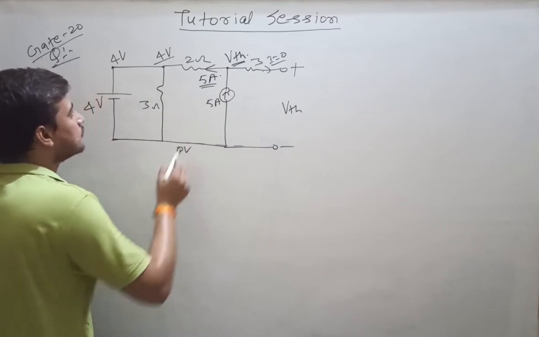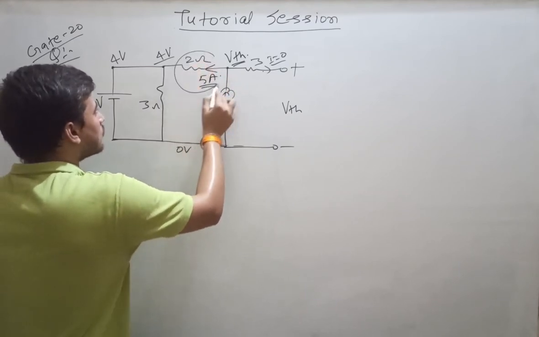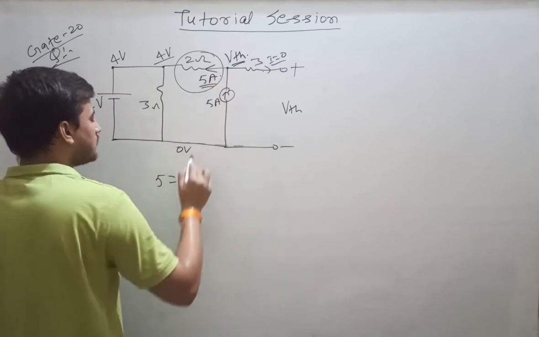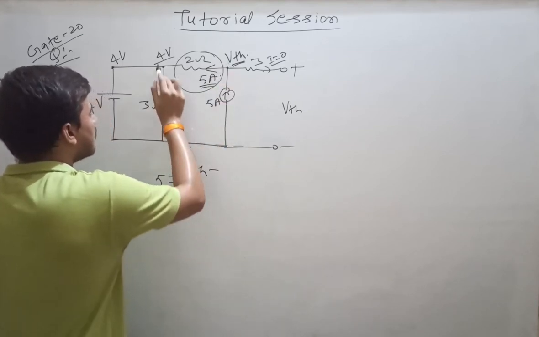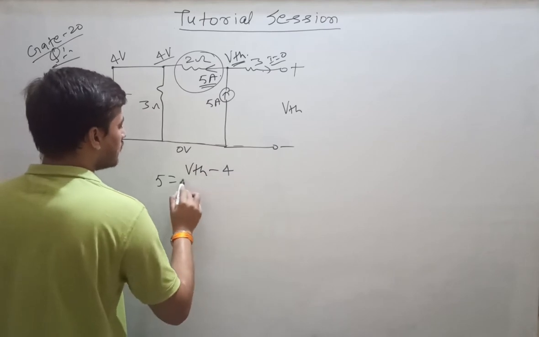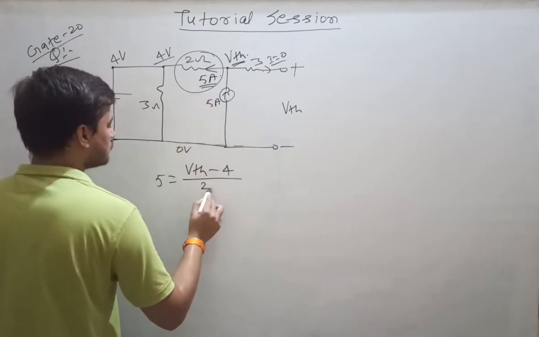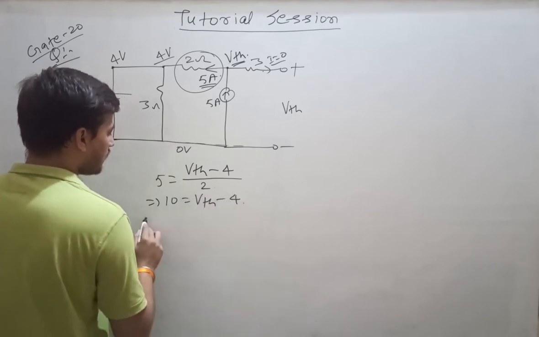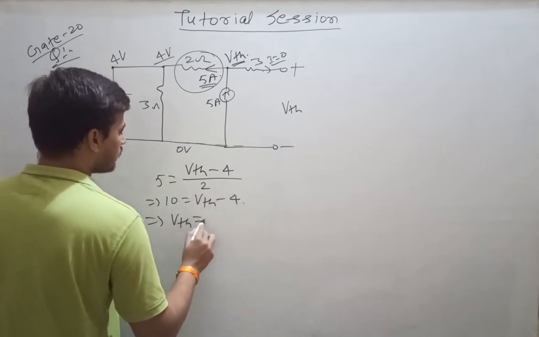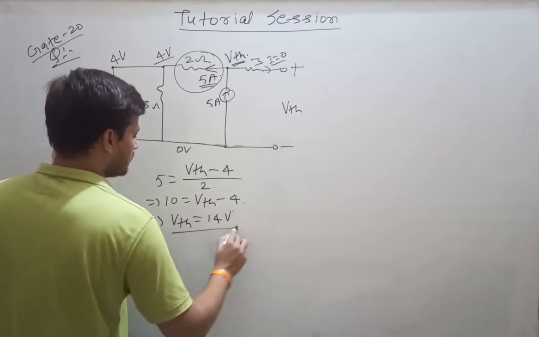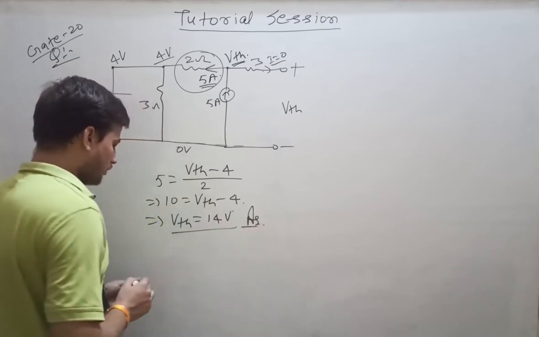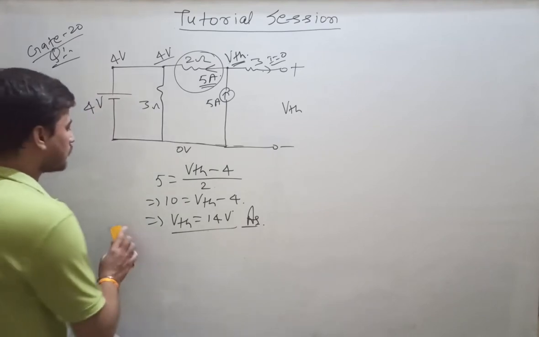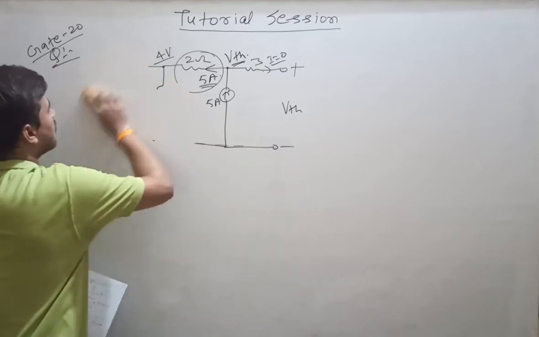So now what will you do? Here if you apply Ohm's law, current 5 ampere will be equal to the potential at this point VTH minus the potential at this point, 4 volt, divided by resistance 2 ohm. From here 10 equals VTH minus 4. From here you can write VTH will be equal to 14 volt. This will be your answer. So we got the answer of the second question. Next, come to the third question.